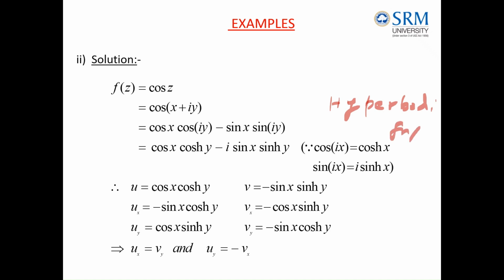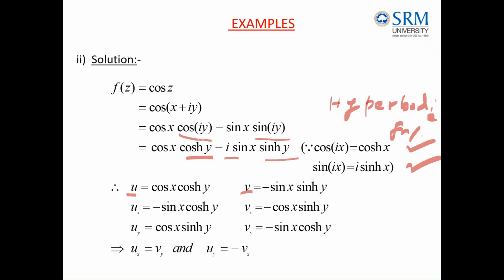Hyperbolic function. So cos of ix can be written as cosh x and sin of ix can be written as i times sinh x. So I can rewrite cos iy as cosh y, and I can rewrite sin iy as i times sinh y. Now cos x cosh y is the real term and minus sin x sinh y is the imaginary term. So you can identify what u and v are.